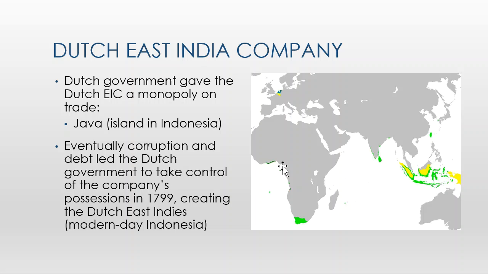However, eventually we're going to see corruption and debt. It's going to lead to the Dutch government taking over the company's possessions in 1799 and creating the Dutch East Indies, which is modern day Indonesia. And the Dutch will have control of Indonesia up into the mid 1900s.